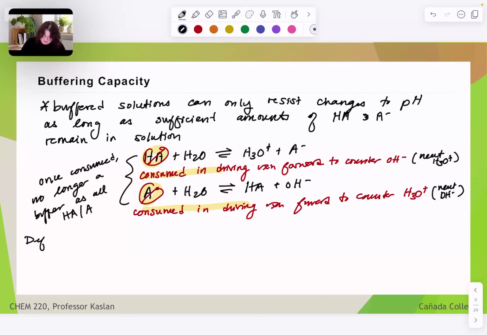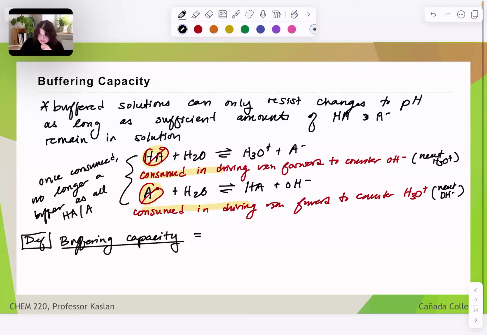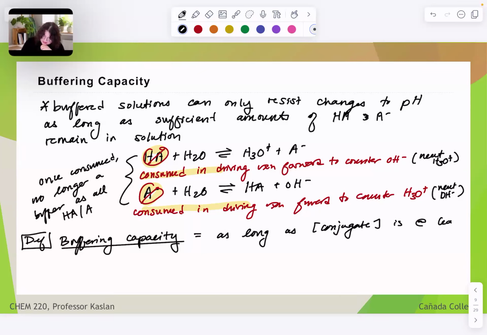So buffers are not buffers forever. However, we can define the buffering capacity of a buffer. In general, the rule of thumb is as long as the concentration of a conjugate is at least 10% the concentration of the original weak species that conjugate came from, we will remain a buffer.